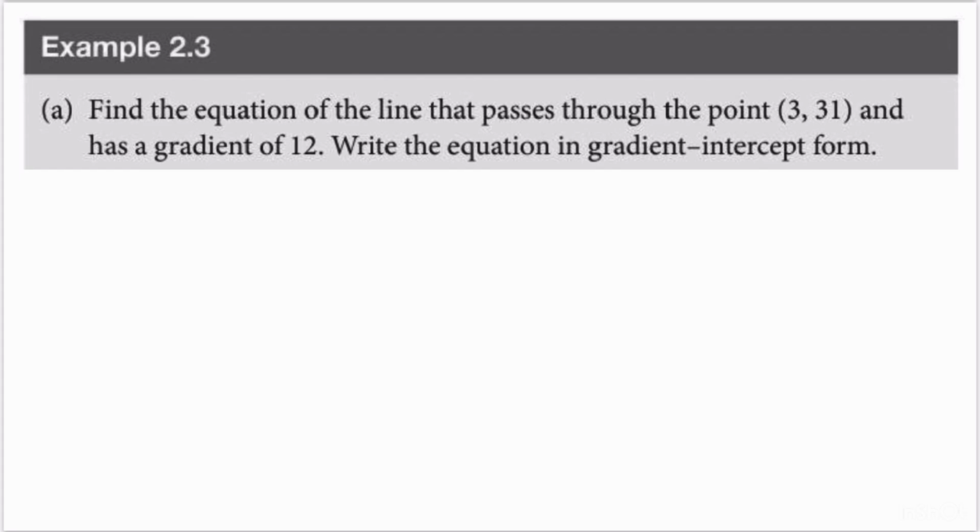Let's look at a quick example. Find the equation of the line that passes through the point 3, 31 and has a gradient of 12. Write the equation in gradient intercept form. There's 2 ways that we can approach this problem. The first way is using point gradient form. Point gradient form is y minus y1 is equal to m times x minus x1.